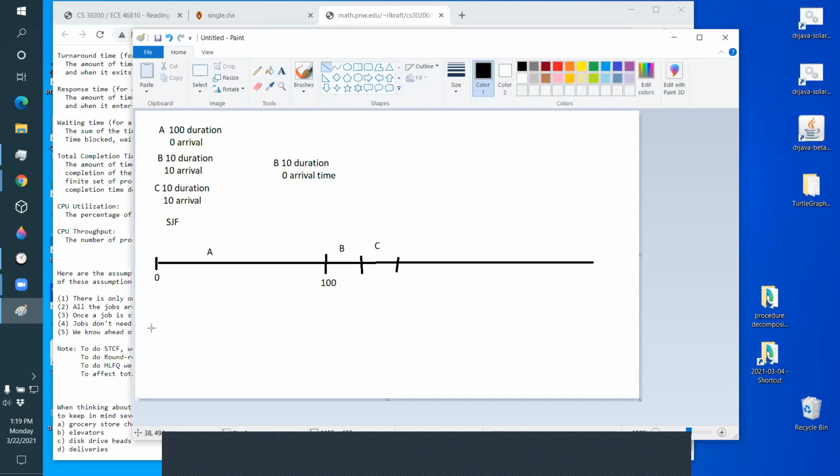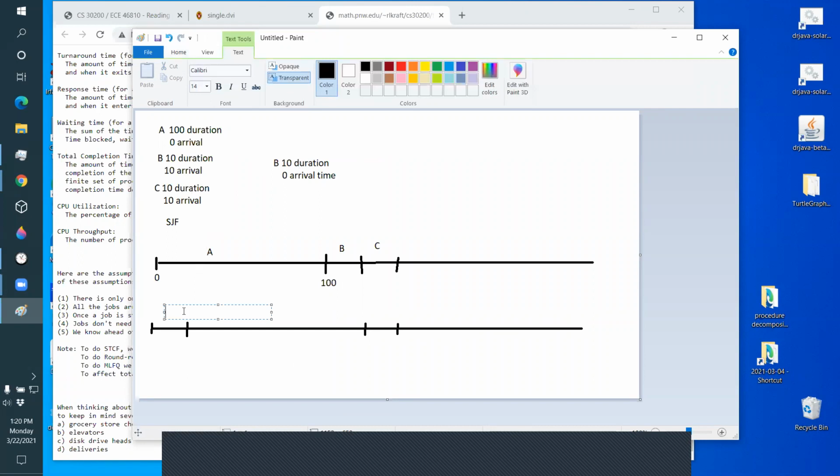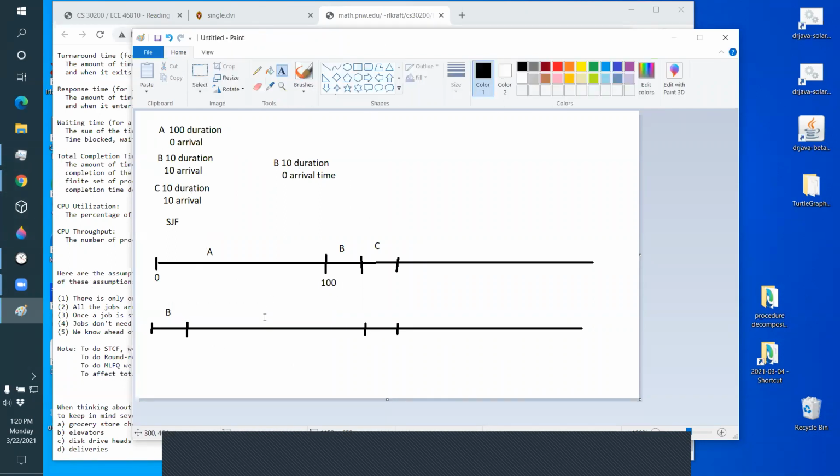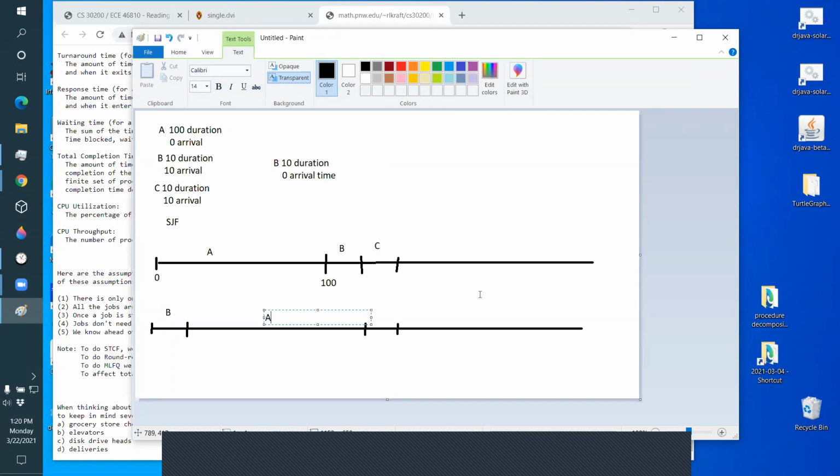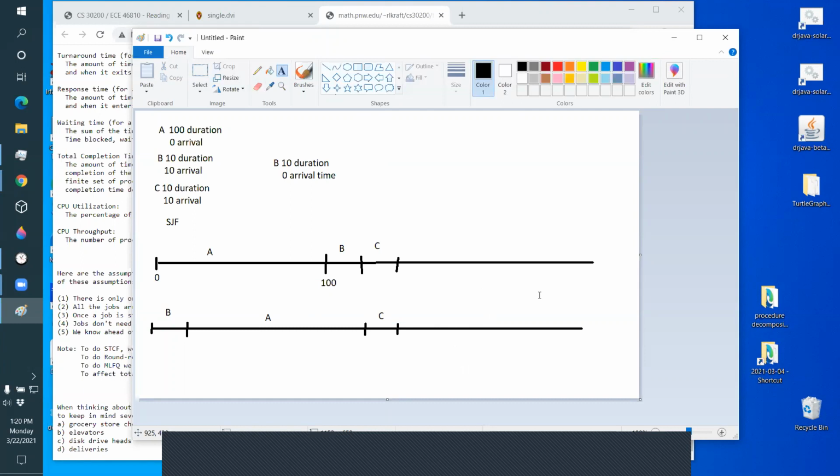In that case, it would look like this. Since we're using shortest job first at time 0, we would run A, or I'm sorry, we'd run B, then we would run A, but then C would still be stuck waiting a long time. So now it would look like this: run B, because B and A arrived at the same time. Shortest job first says pick B, run B, then run A, but C still had to wait a long time.